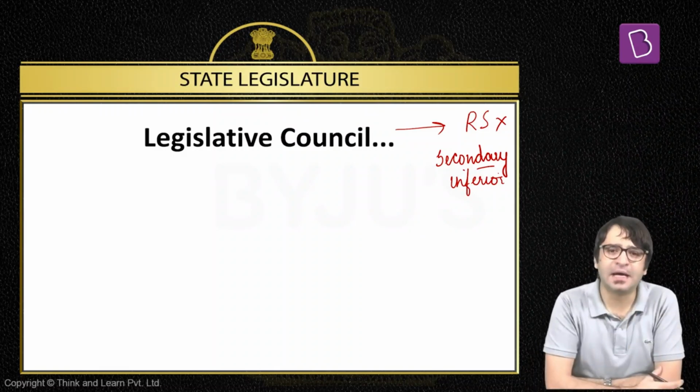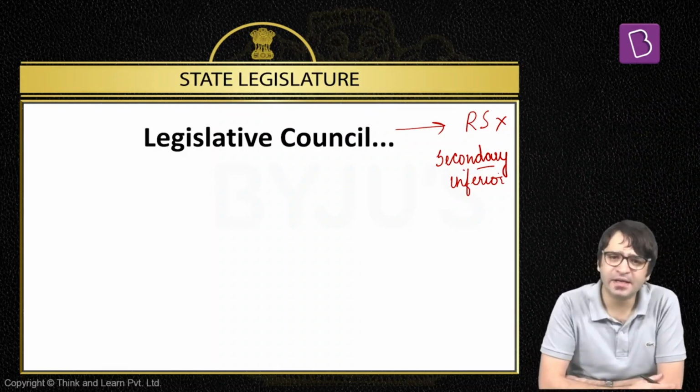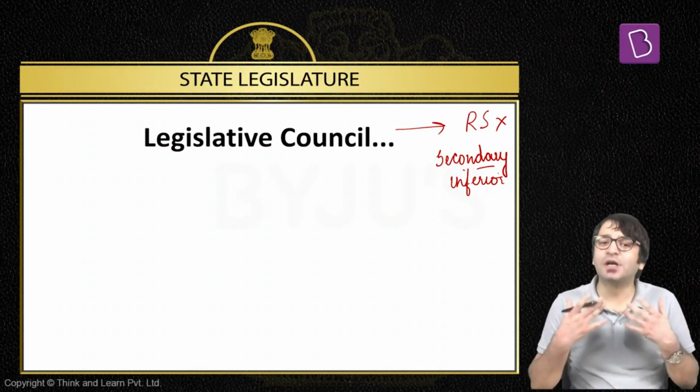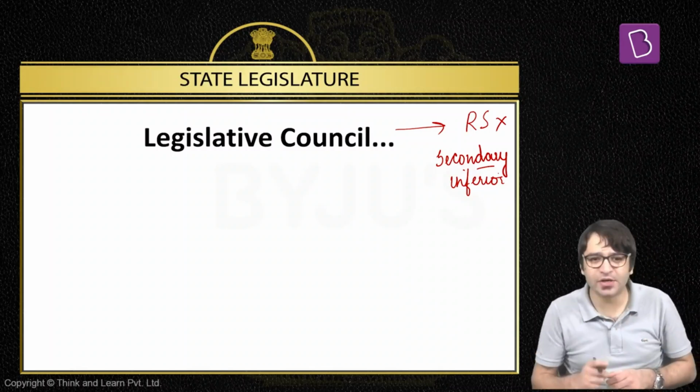Let me take you through what happened in Andhra Pradesh. Jagan Mohan Reddy, the chief minister of Andhra Pradesh, his government decided that let's abolish legislative council. But the state government cannot abolish a legislative council. Legislative councils can be created, can be abolished only by the Parliament of India.